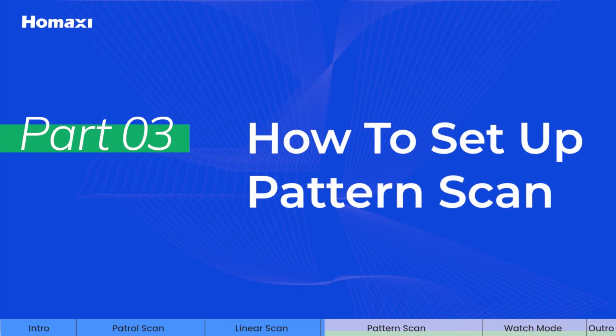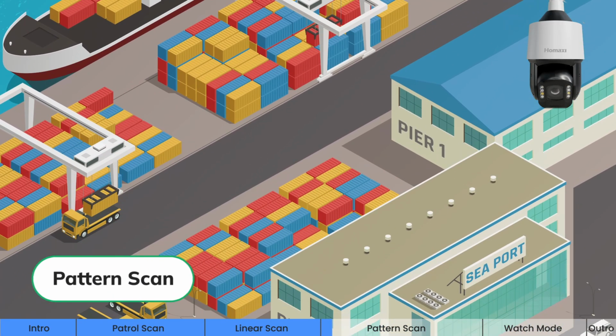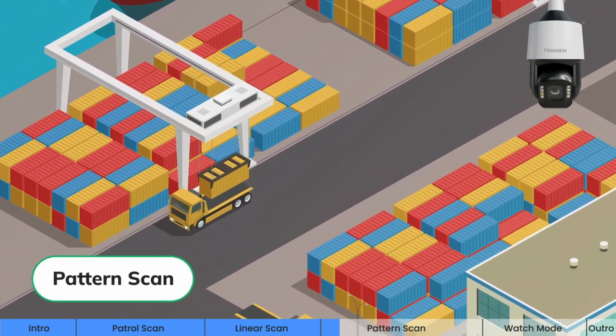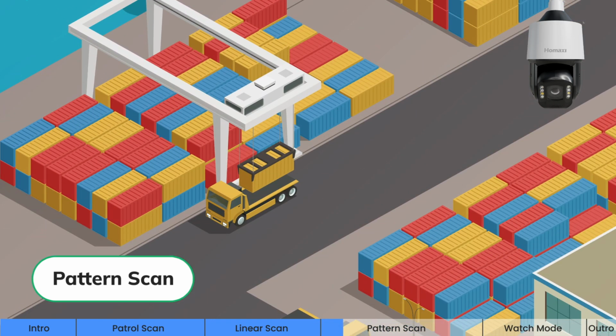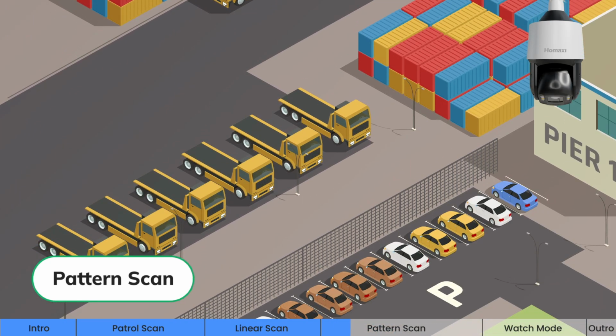Next, configure pattern scan. It records manual operations like zooming, panning, and tilting, allowing the camera to follow a set path automatically. This is ideal for construction sites, stadiums, or ports, where different zones require varied zoom and speed.